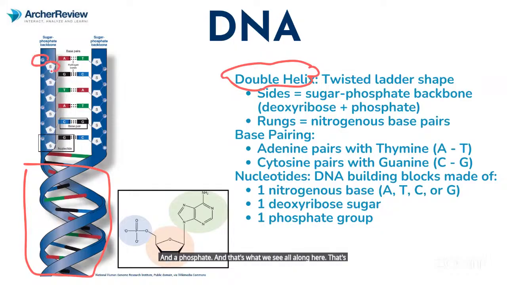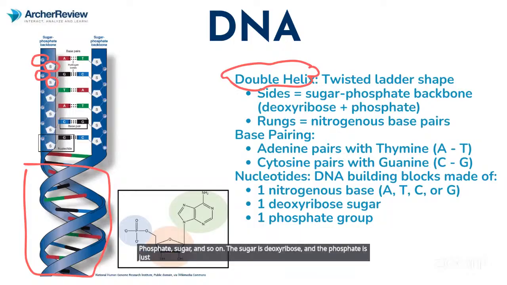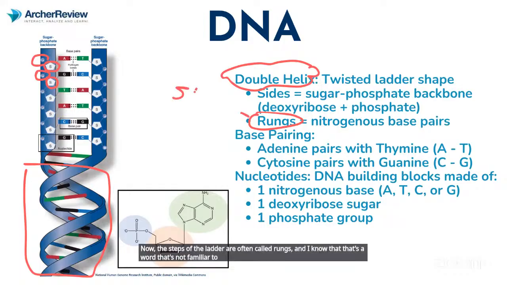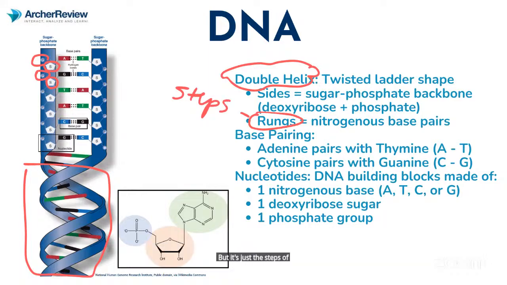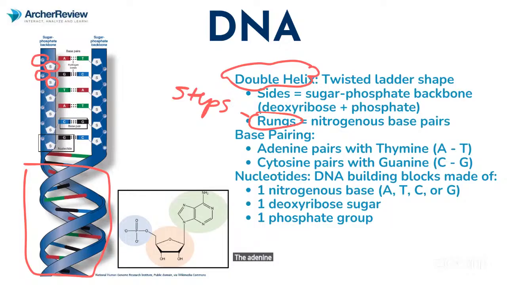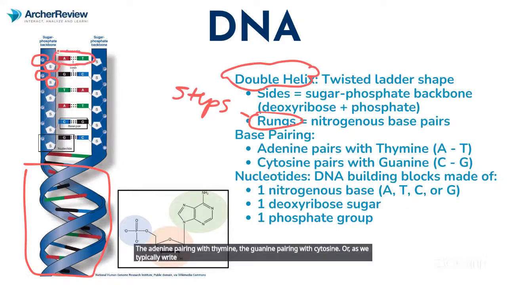That's a phosphate, that's a sugar. Phosphate, sugar, and so on. The sugar is deoxyribose, and the phosphate is just called a phosphate or a phosphate group. Now, the steps of the ladder are often called rungs, and I know that's a word that's not familiar to everyone, but it's just the steps of the ladder. And the steps of the ladder are those bases that you're probably familiar with: the adenine pairing with thymine, the guanine pairing with cytosine, or as we typically write it, A pairing with T, G pairing with C.